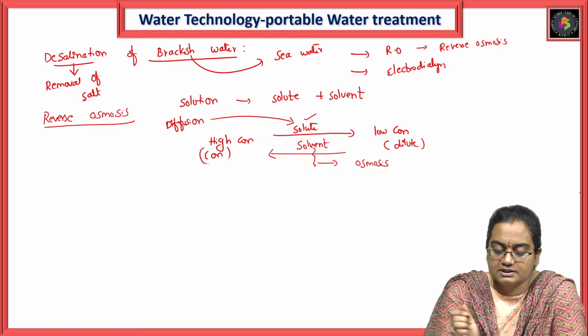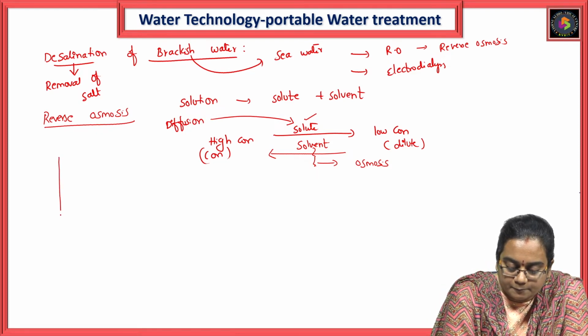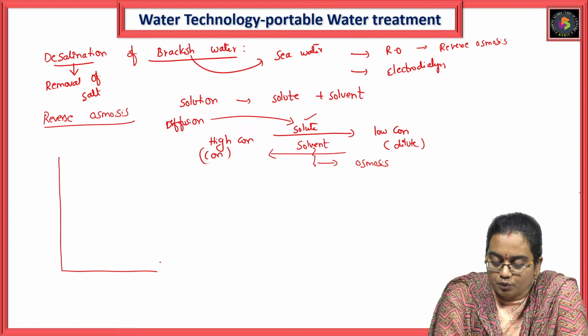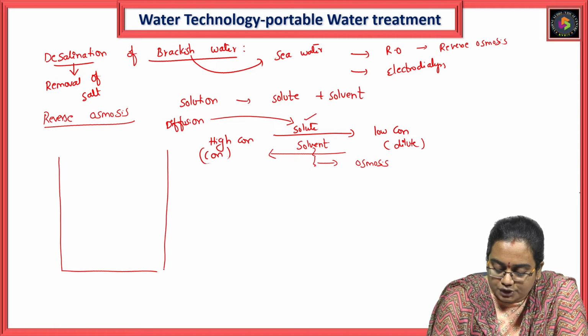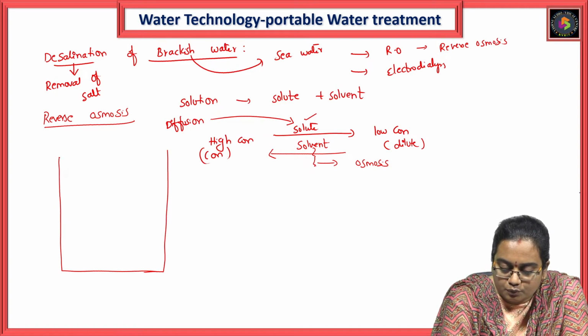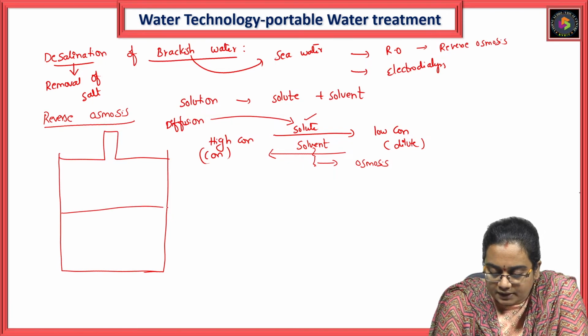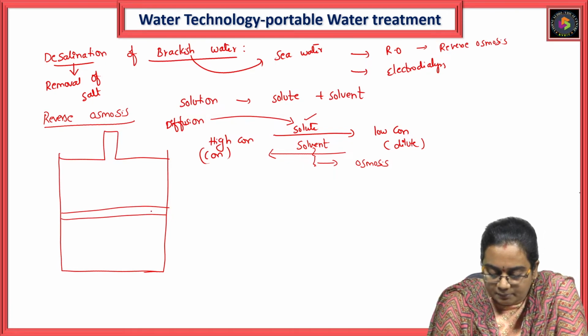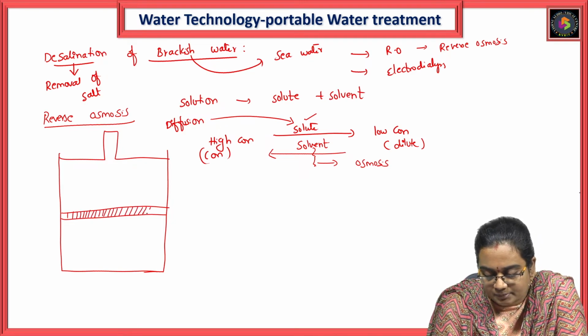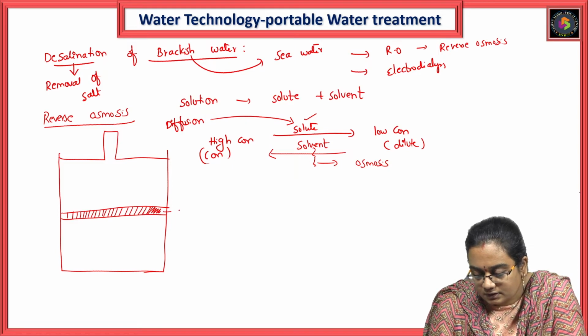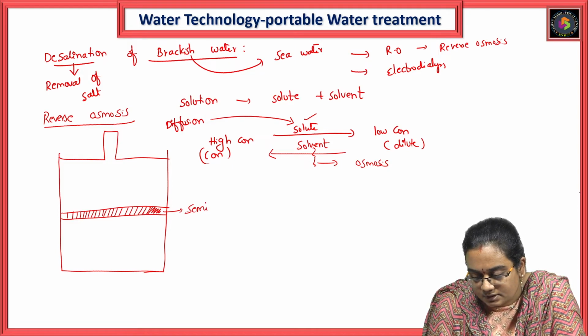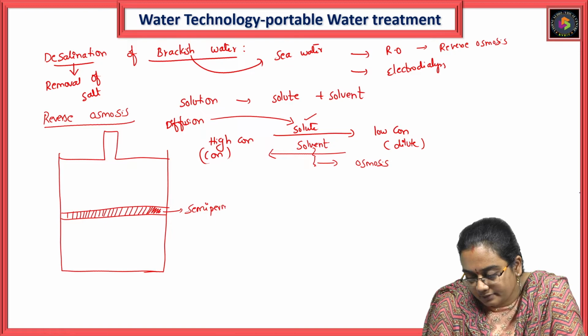So what do you mean by reverse osmosis? When two solutions of different concentrations are taken and separated by a semi-permeable membrane. So this is your semi-permeable membrane.